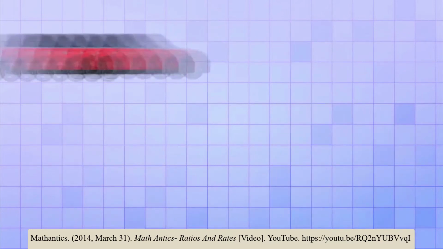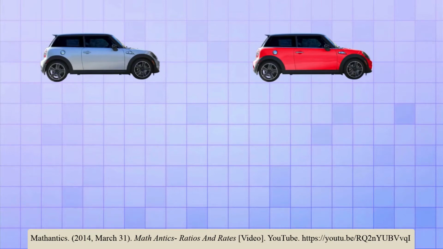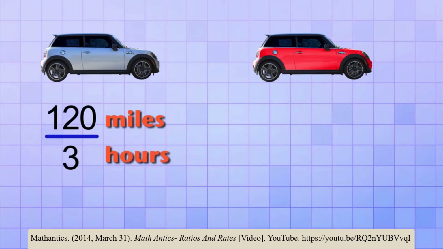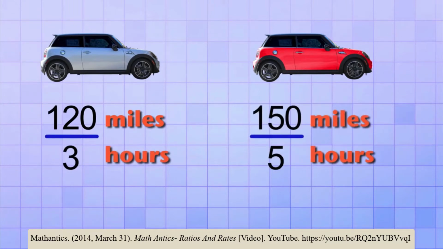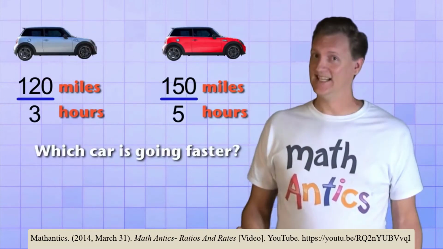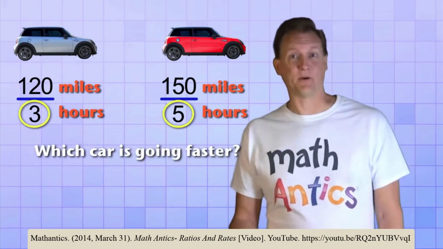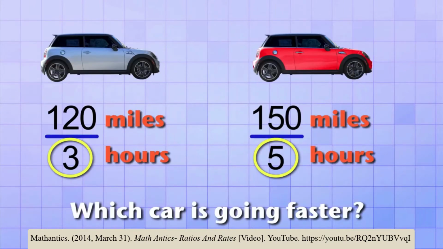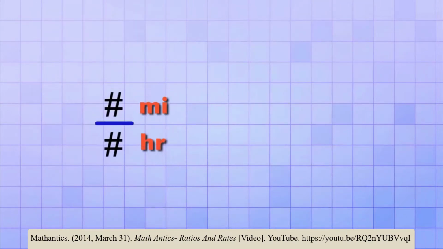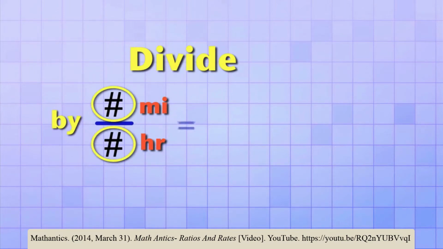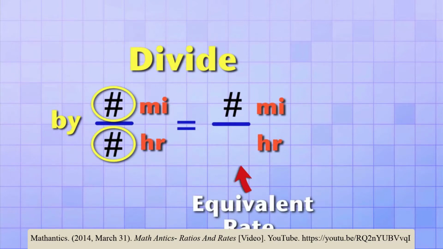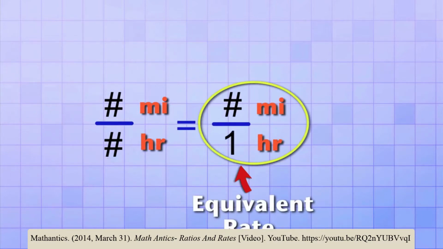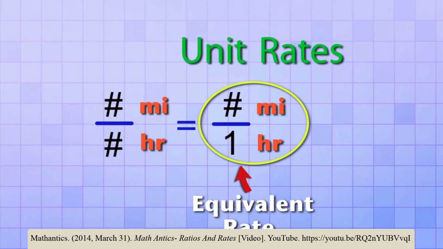For example, imagine two cars driving at two different rates. The first car's rate is 120 miles per 3 hours, and the second car's rate is 150 miles per 5 hours. Which car is going faster? Well, it's not all that easy to tell when the rates have different bottom numbers. Fortunately, it's really easy to change a rate so that it has 1 as the bottom number. All you have to do is divide the top number by the bottom number. The answer you get is the top number of the new equivalent rate, and the bottom number is just 1. Rates like this are called unit rates because unit means 1.